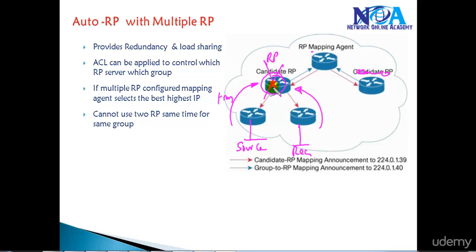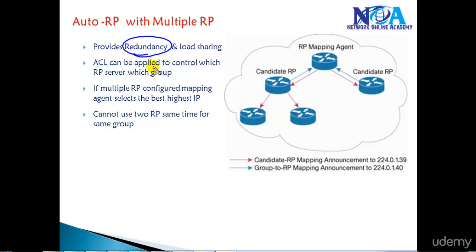And if I go with a single RP, then if that RP goes down, it's going to be a single point of failure, and that is something we really don't want. So we always want to have redundancy for the RP. In those kinds of scenarios we can configure multiple RPs. Like in this scenario, I can configure router 1 and router 3 as RPs.